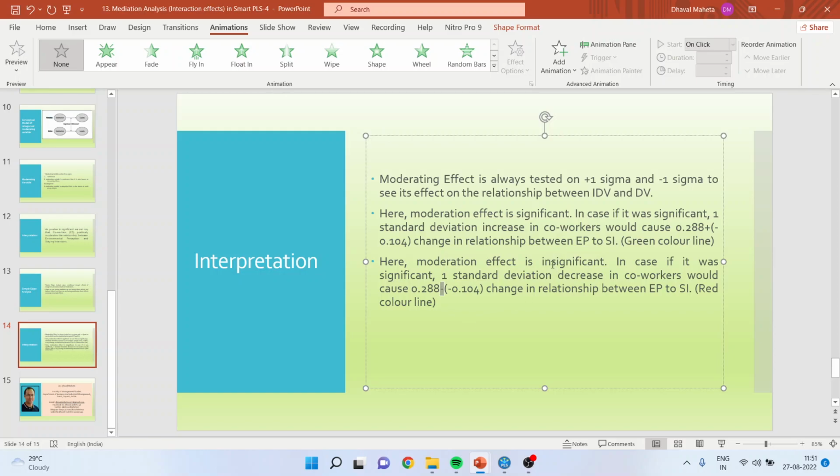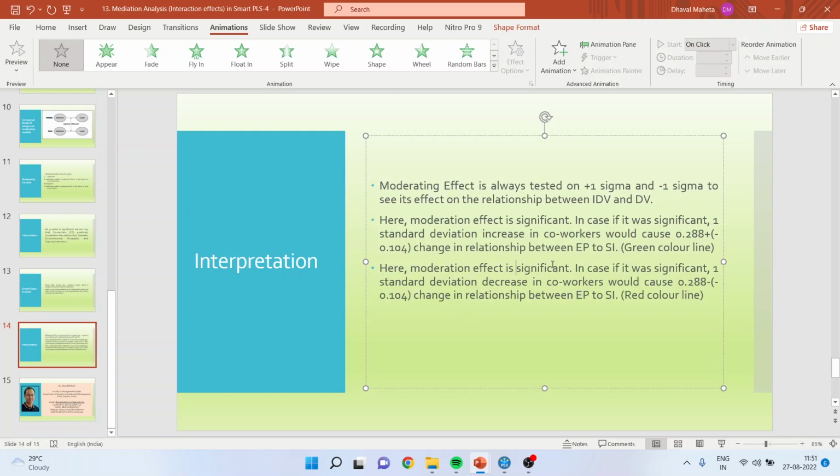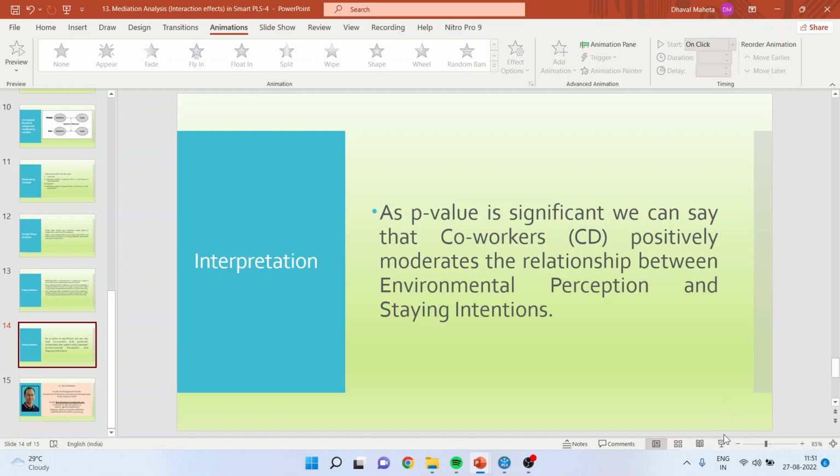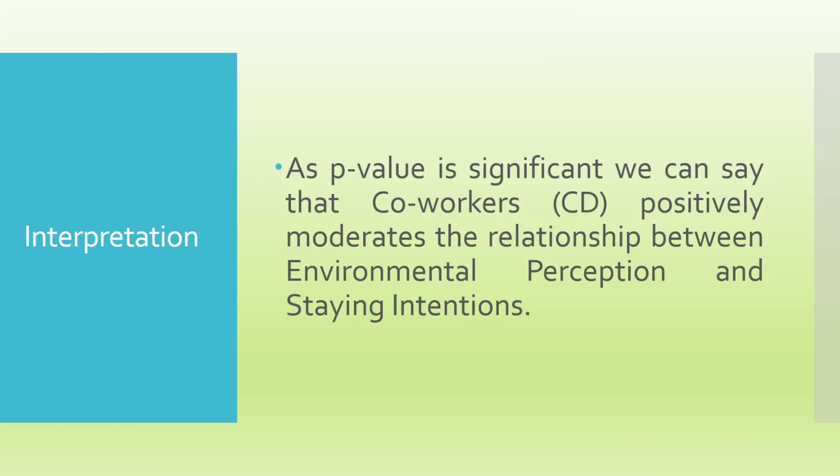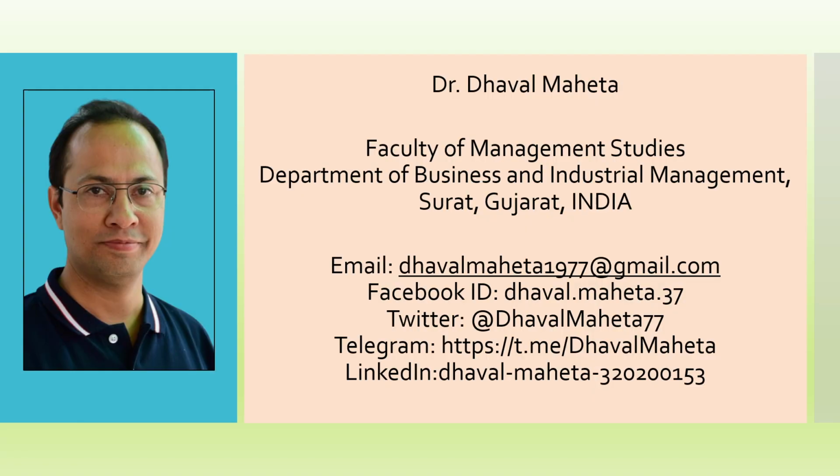Okay, so here also we will keep this significant only because we got the p-value less than 0.05. So in last, we will write as the p-value is significant, we can say that the co-workers positively moderates the relationship between environmental perception and staying intention. Now here, it can be positive also and it can be negative also. But how you will write the interpretation, these are the words which you should remember.